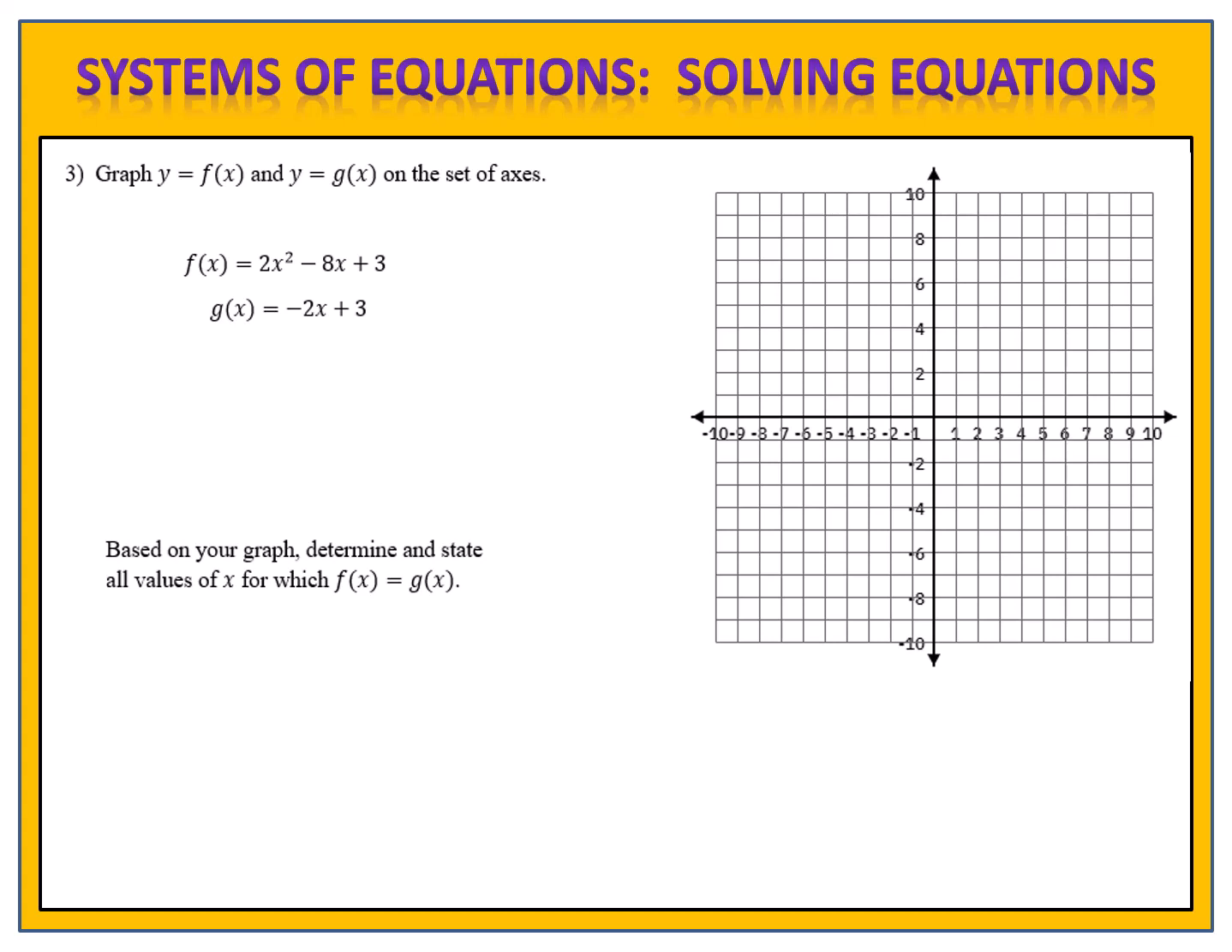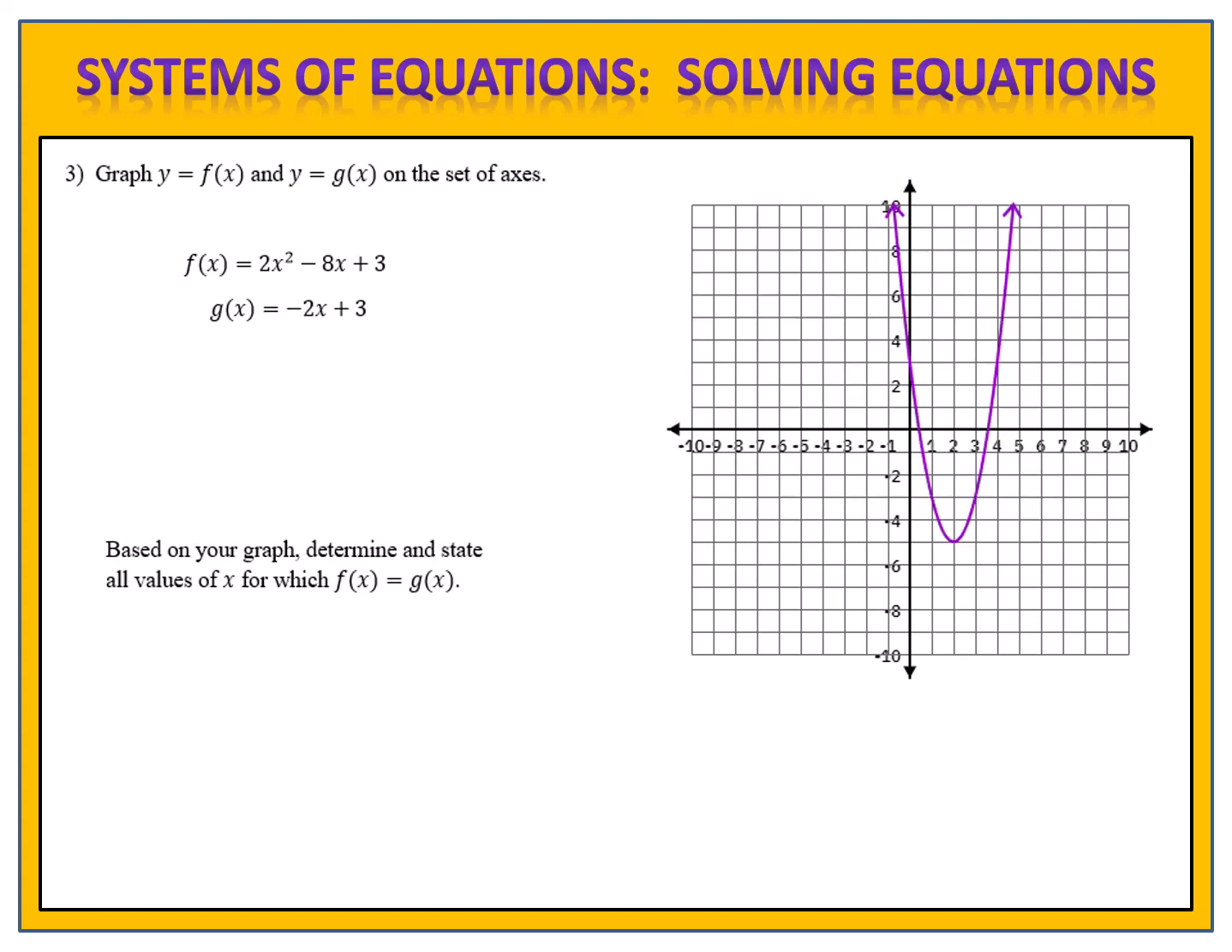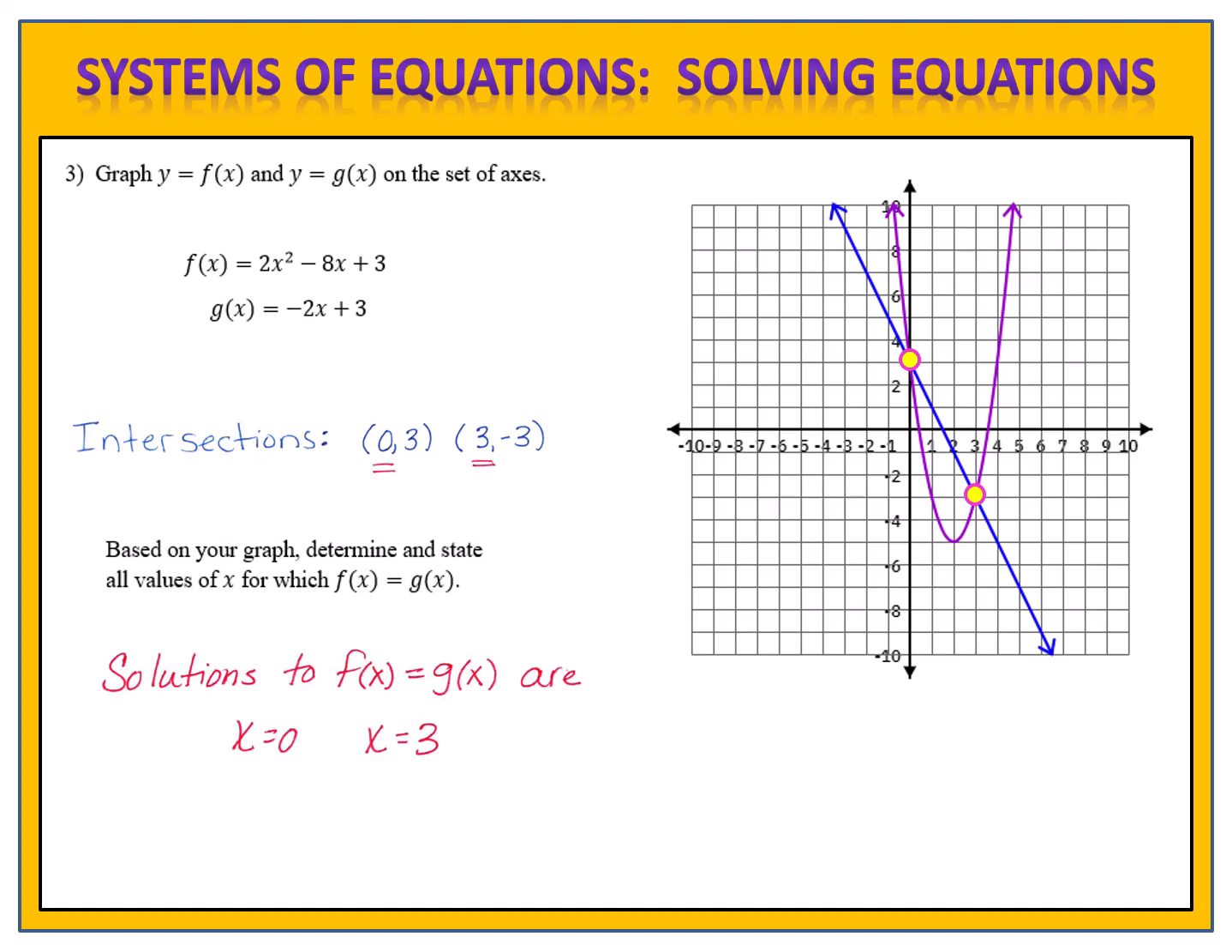Let's see how you did. The first step was to graph the first function, which looks like this. The second step was to graph the second function, which looks like this. We now identify the points of intersection. Those points are (0, 3) and (3, -3). I'm interested in the x values, 0 and 3.